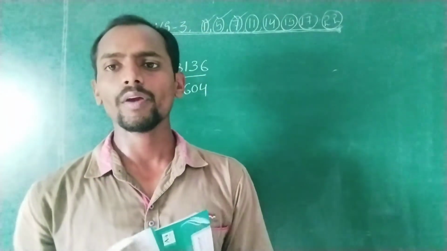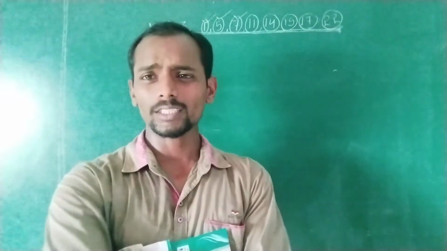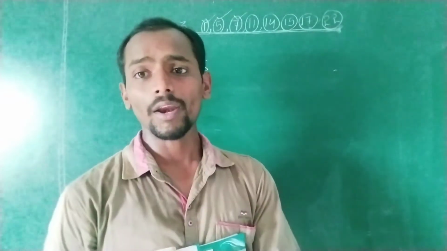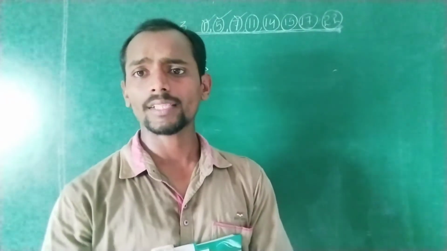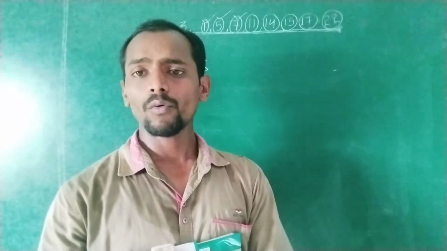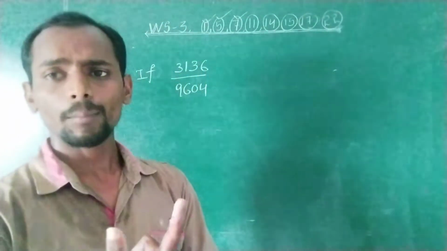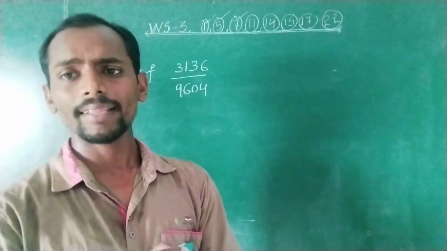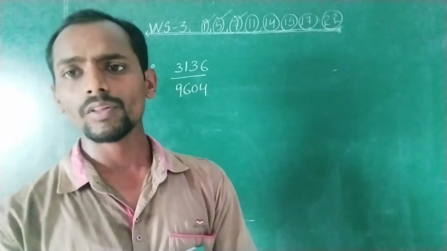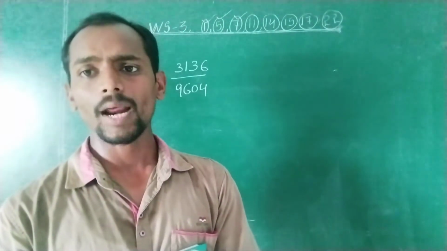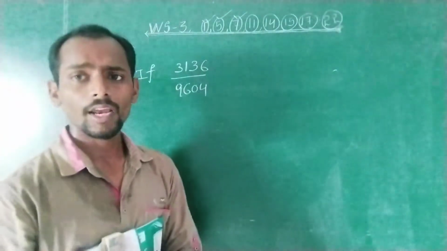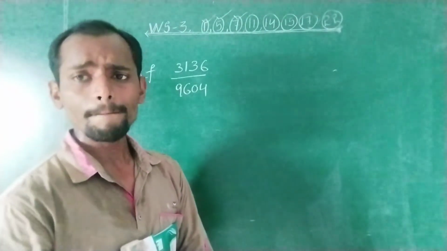When do you get the reduced form, simplest form, lowest form or irreducible form of a rational number? You have to divide both terms of the rational number by the HCF. If you don't know the HCF, start with the least prime factor. Both are even numbers, so you can divide them by 2.